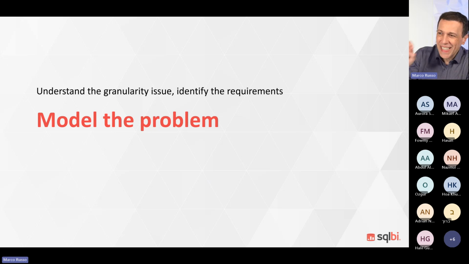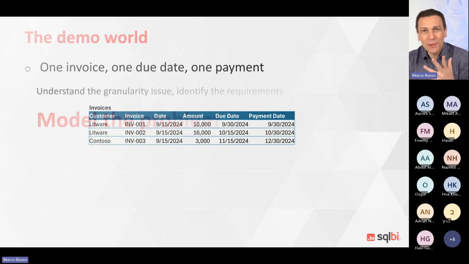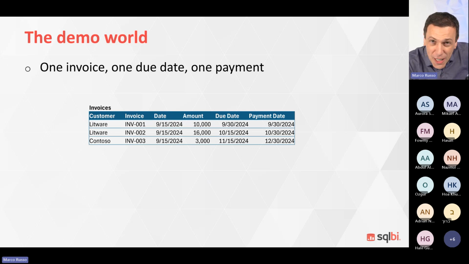Here you see, understand the granularity issue, identify the requirements. Let me explain what I'm going to say. What is the problem? Sorry, not what I'm going to say. If I do this demo in a keynote and Microsoft will show, I don't know, Copilot, the last version of whatever product, we will see a demo where this is what we had.